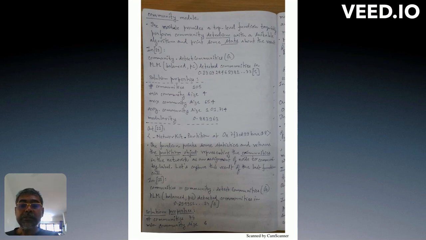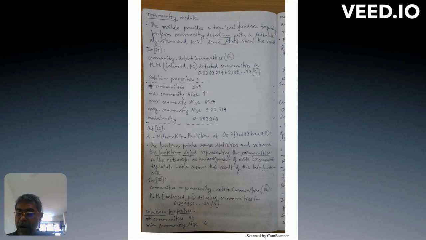The module provides a top level function to quickly perform community detection with a suitable algorithm and print some stats about the results. We have this function detectCommunities that takes the graph as the input, community.detectCommunities(G). If we run this, it prints that PLM balanced detected communities in this number of seconds. The stats are these: the number of communities, as you can see in the slide, is 105. Minimum community size is 4. Maximum community size is 654. Average community size is 101.714. And modularity is equal to 0.883963.